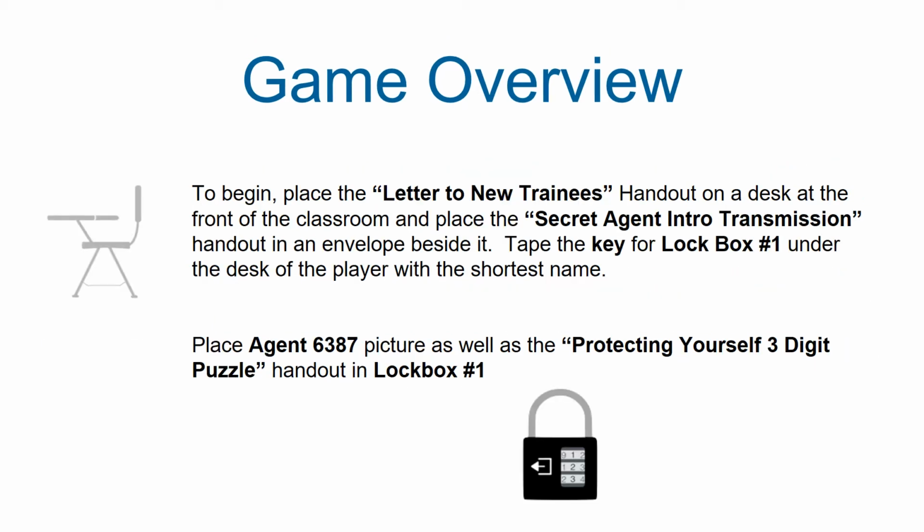To begin, place the letter to new trainees handout on a desk at the front of the classroom and place the secret agent intro transmission handout in an envelope beside it. Tape the key for the first lockbox under the desk of the player with the shortest name. This is really important because if it's not under that player's desk, the puzzle will not make sense and the students will be unable to find the key.